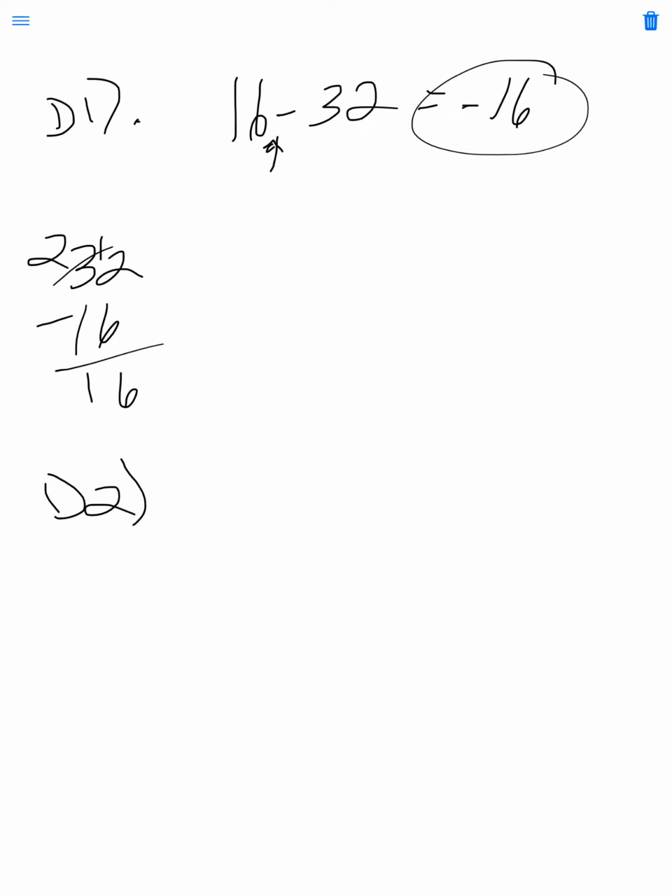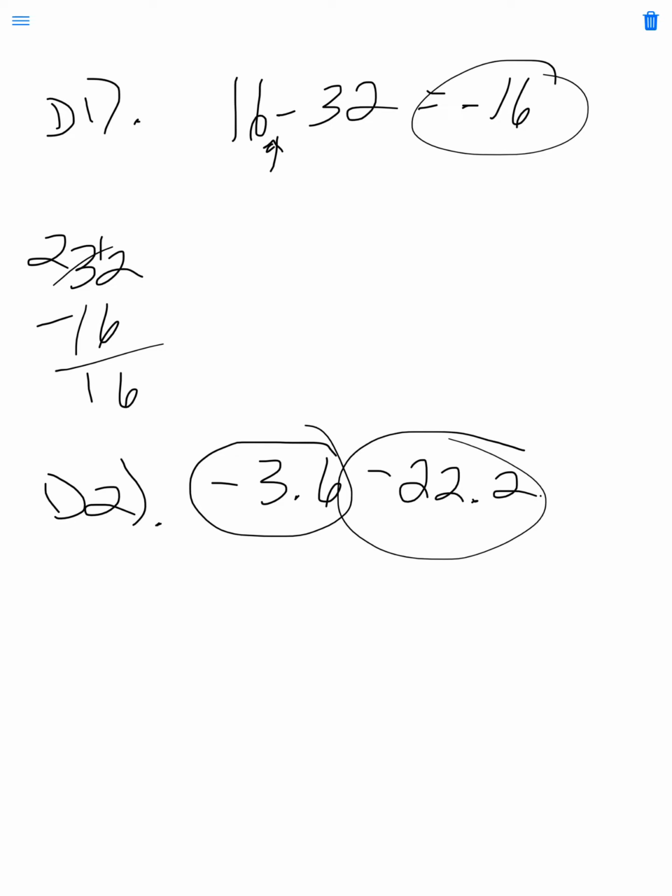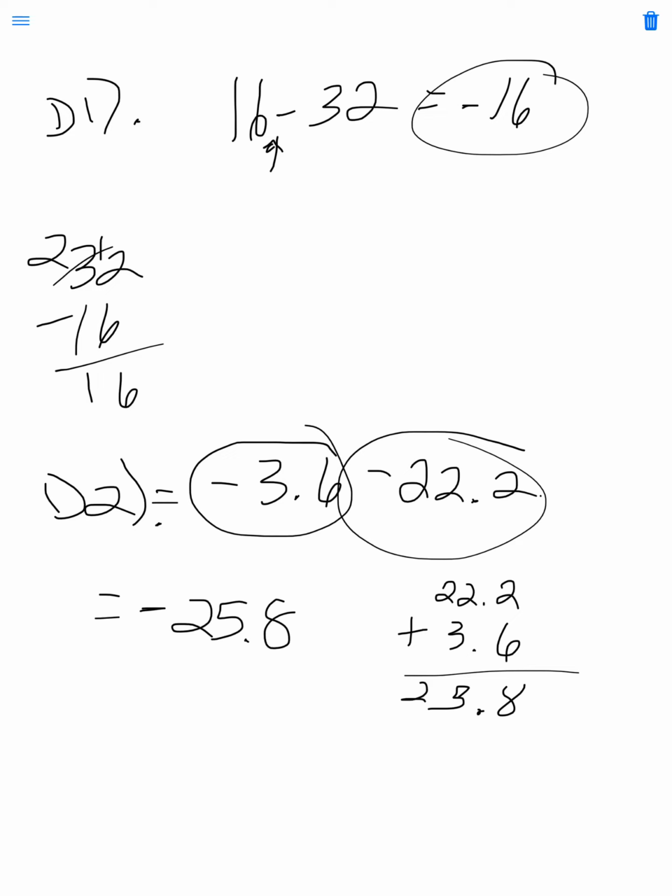Okay, so that's D1. And for D2, I'm going to do negative 3.6 minus 22.2. So again, we got to be careful because we actually have a negative 3.6 and negative 22.2. So I'm going to end up adding them together because we have two negative numbers. 8, 2 plus 3 is 5. But make sure our answer is a negative 25.8 because we're adding two negative numbers.